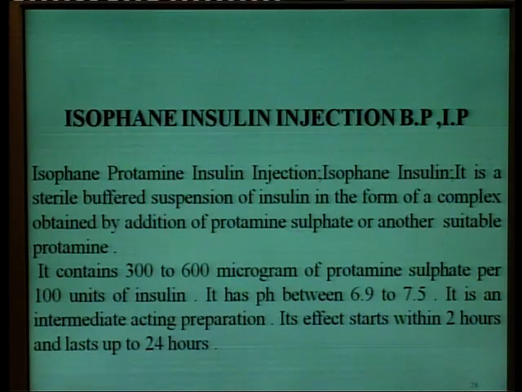Isophane insulin injection, which is official in BP as well as IP. The common names we come across for such a preparation are isophane protamine insulin injection, or we can just call it isophane insulin. It is a sterile buffered suspension of insulin in the form of a complex obtained by addition of protamine sulfate or another suitable protamine. It contains 300 to 600 micrograms of protamine sulfate per 100 units of insulin, pH 6.9 to 7.5.